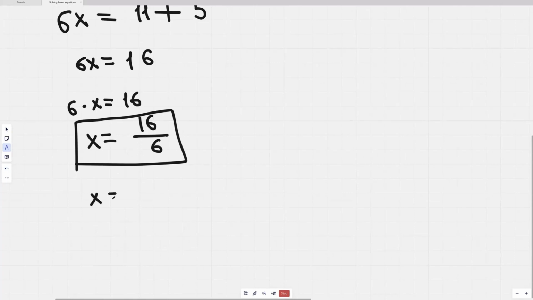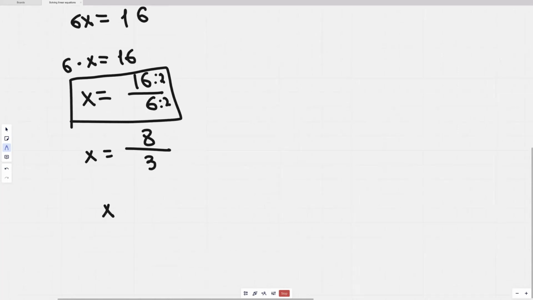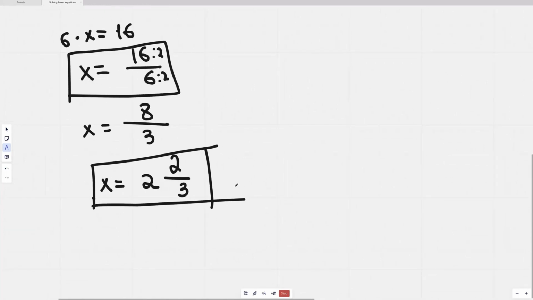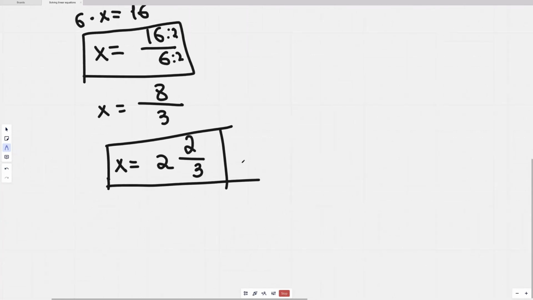We need to change it to a mixed number and simplify it. So firstly, x is equal to 16 over 6, and we can divide both sides by 2, so this will be equal to 8 divided by 3, and then x is equal to 2 and 2 divided by 3. We have to write it as a mixed number if they ask us to. So this will be our final result.